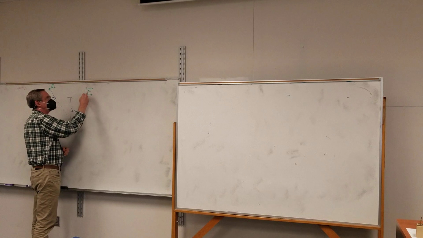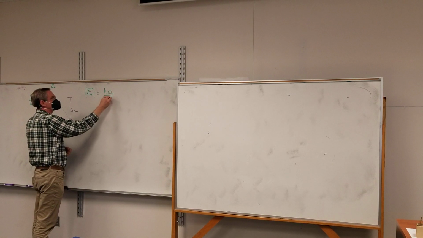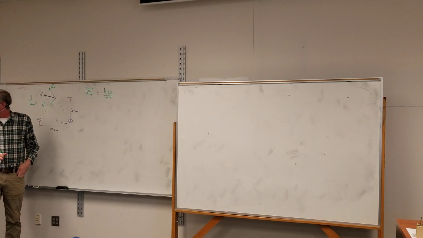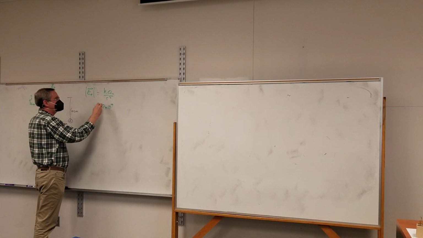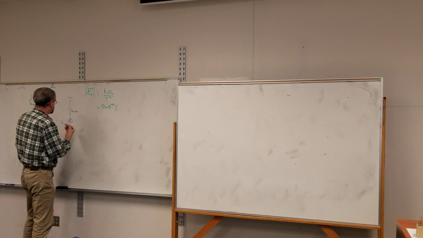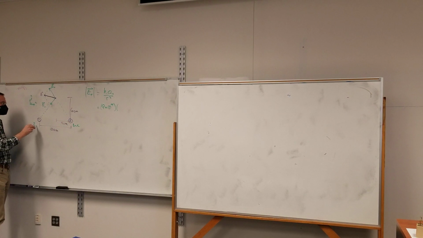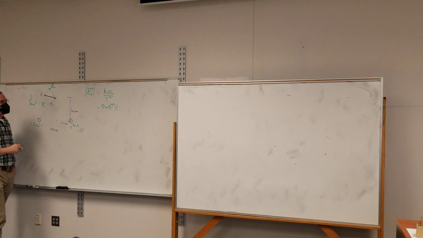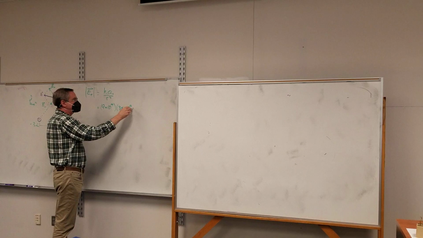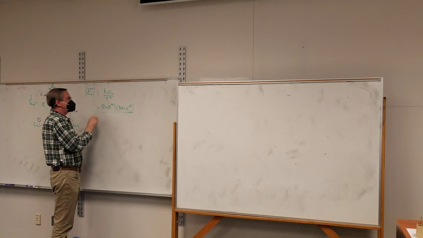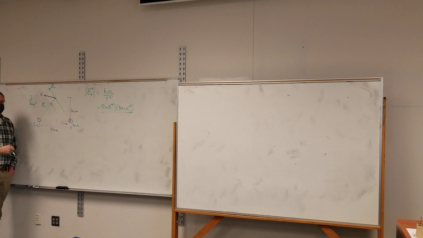So the magnitude, k Q positive over R squared. So 9 times 10 to the 9th. My charge here, make it 3 nanocoulombs and 3 nanocoulombs, yeah, 3 nanocoulombs. So 3 times 10 to the negative 9th, divided by the distance squared. So I basically need to know this physical distance right there.